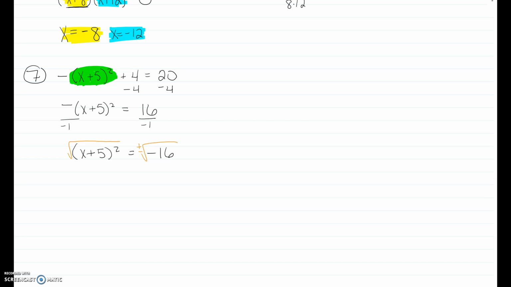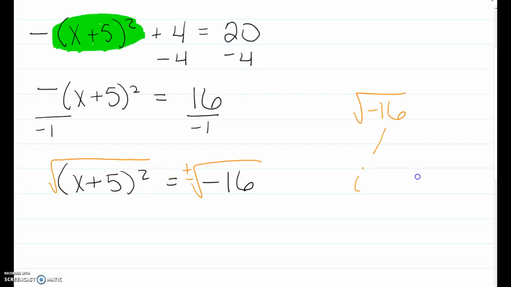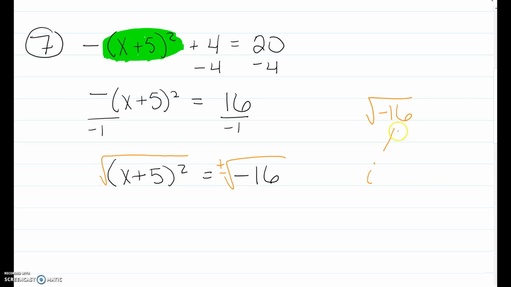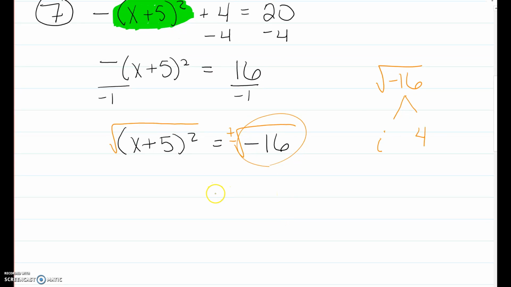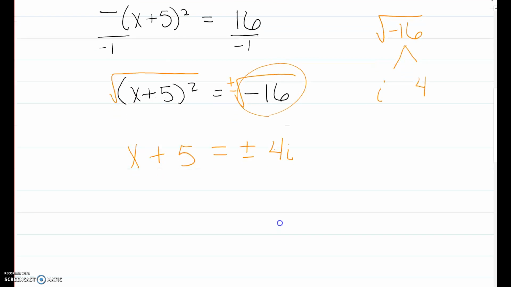Off to the side, let's think about how we could simplify the square root of negative 16. If you see a negative under the square root, that means there's definitely an i in there. There's a square root of negative 1, which is i. Then, what is the square root of positive 16? 4. So this thing is going to become 4i. So we have equals plus or minus 4i. Is this problem done?